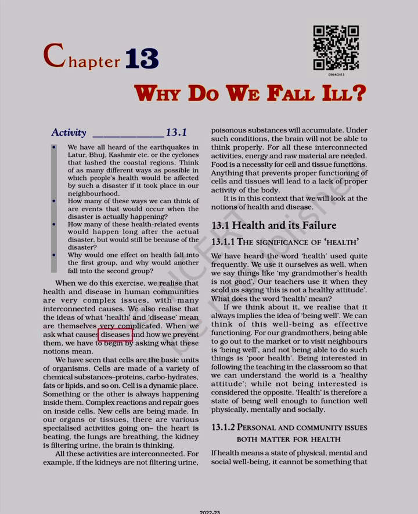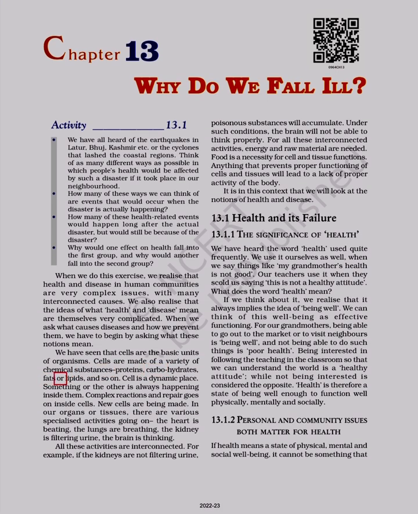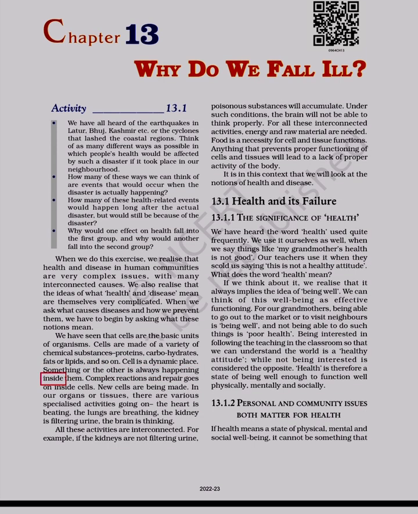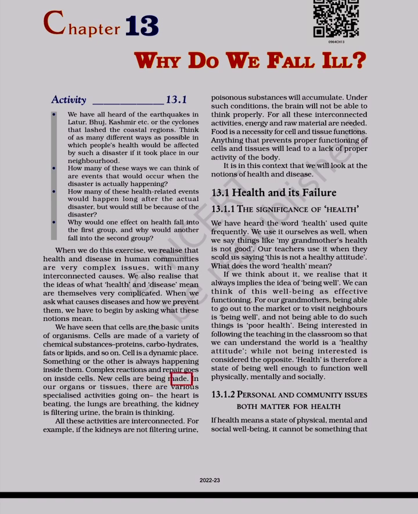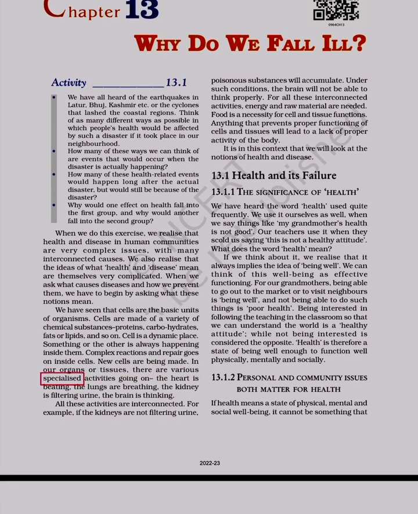When we ask what causes diseases and how we prevent them, we have to begin by asking what these notions mean. We have seen that cells are the basic units of organisms. Cells are made of a variety of chemical substances: proteins, carbohydrates, fats or lipids, and so on. Cell is a dynamic place. Something or the other is always happening inside them. Complex reactions and repair goes on inside cells. New cells are being made in our organs or tissues. There are various specialized activities going on.